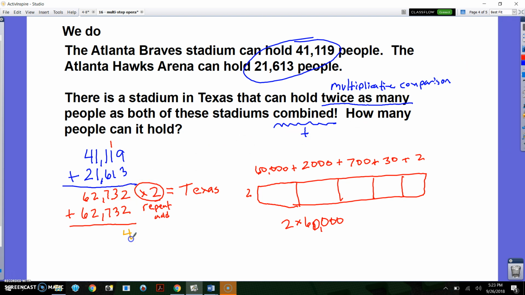2 plus 2 is 4. 3 plus 3 is 6. 7 plus 7 is 14. So I'm going to keep 4 hundreds and carry over the other 10 over to the thousands. And that's 5 thousands and 12 10,000s. And believe it or not, there is a stadium in Texas that can hold 125,000 people. It is really big. 125,464 people would be our exact answer.